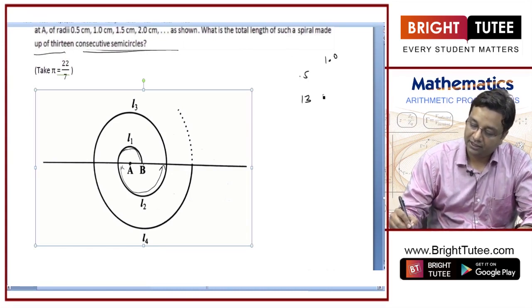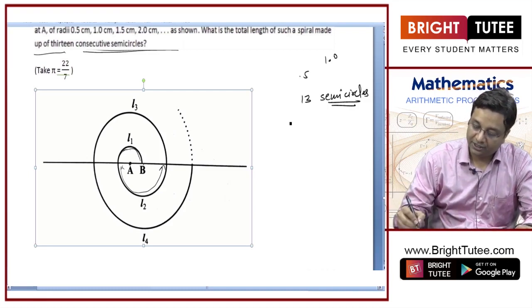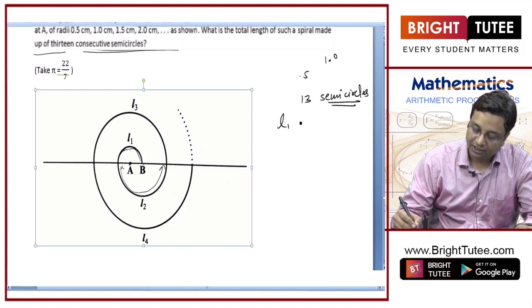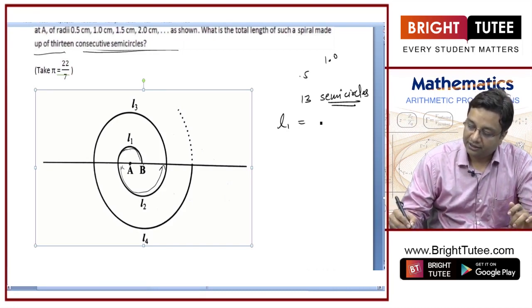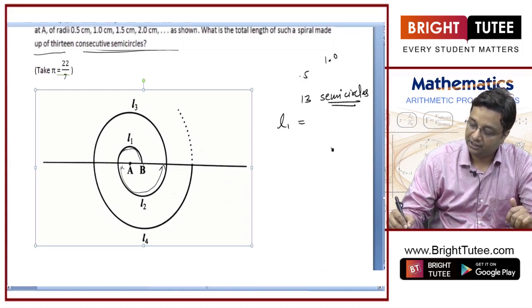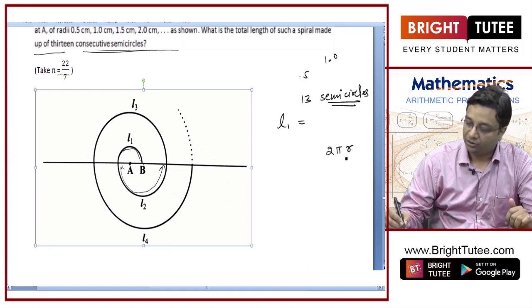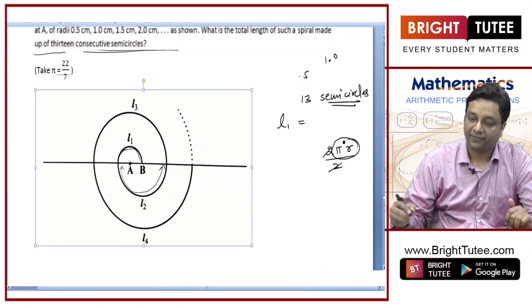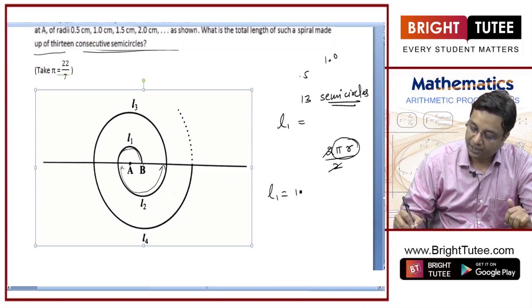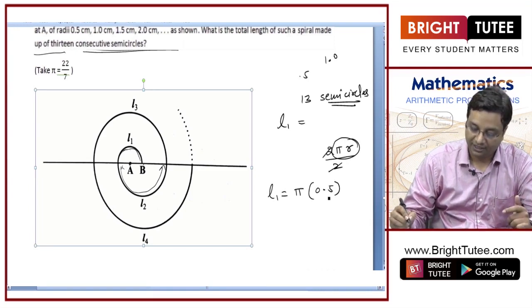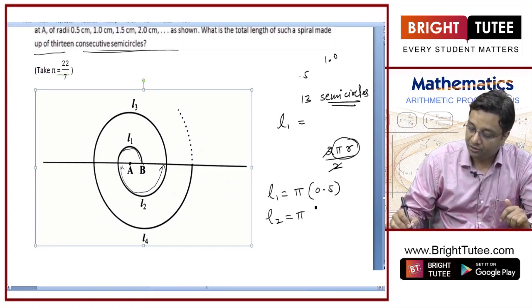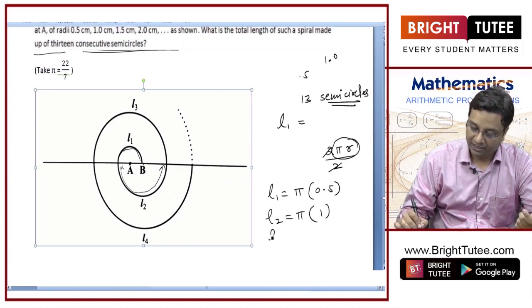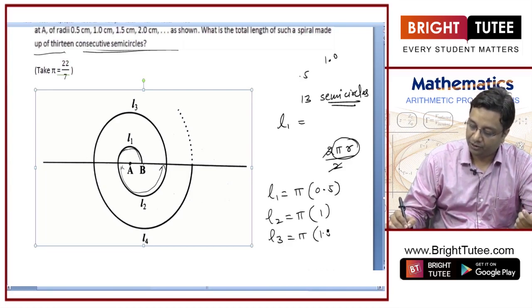So there are 13 semicircles, right? So first semicircle length is L1. What is the total length of L1? What is the circumference of a circle? It is 2 pi r, right? So a semicircle will have a length equal to pi into radius, right? So L1 will be equal to pi into first radius, which is 0.5, right? So L2 will be equal to pi into radius, which is 1, L3 pi into 1.5.